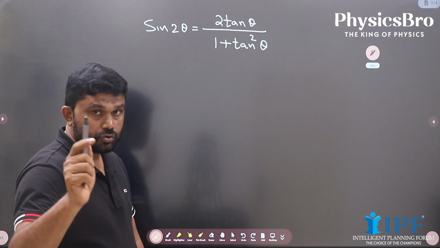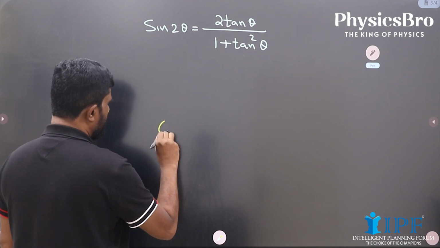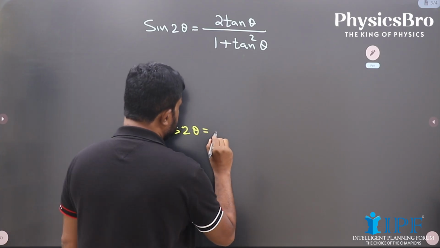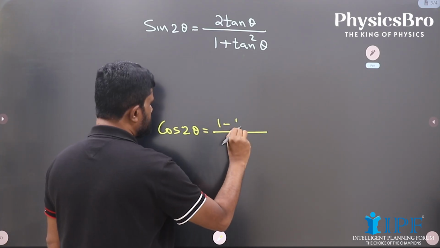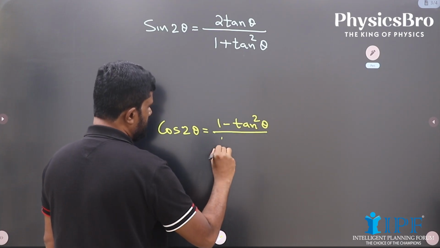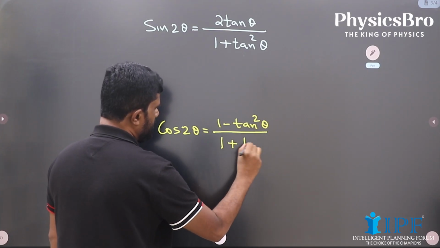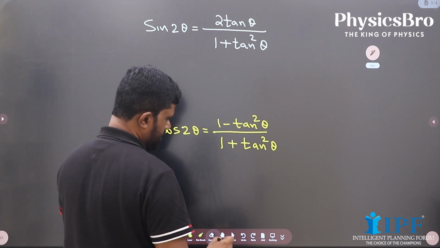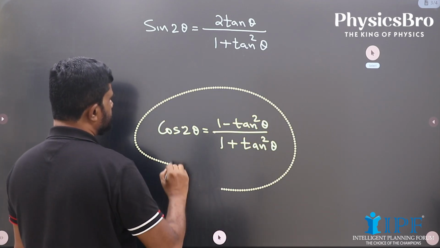Okay, then what is cos 2 theta? Cos 2 theta, this is 1 minus tan square theta divided by 1 plus tan square theta.